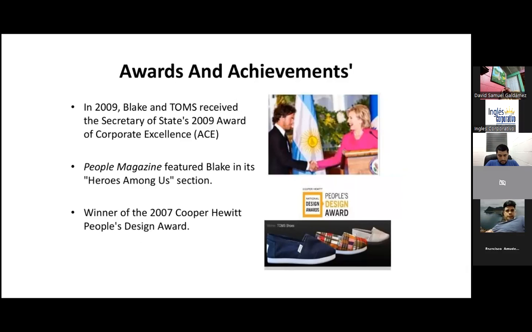People amazing. Winner of the 2007 People's Design Awards. I don't know how you, what is the correct pronunciation? An award. Award.